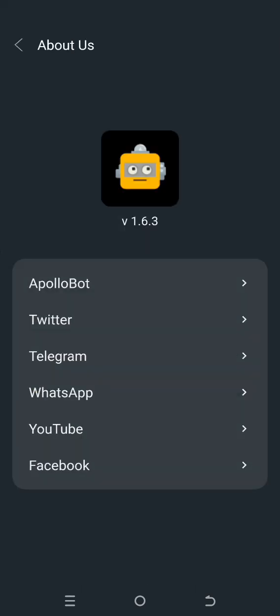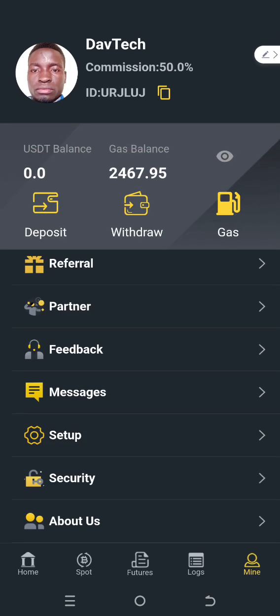About Us here is where you're going to get about Apollo, their Twitter, then Telegram, then WhatsApp. So if you click here, it is going to take you to the WhatsApp group of Apollo. But if you click here, it is going to take you to the real official YouTube channel for Apollo. For Facebook, if you tap here, it is going to take you directly to the Apollo Facebook page. So that is how that one is.